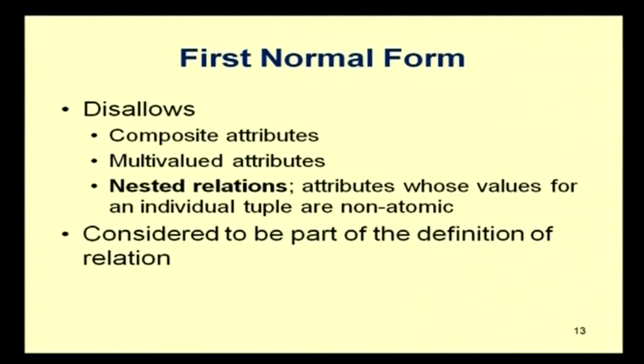The first normal form disallows composite attributes, multi-valued attributes and nested relations. What is a nested relation? Attributes whose values for an individual tuple are non-atomic. So, this is considered to be a part of the definition of the relation. Here we are talking about some attribute features or key features, and first normal form disallows all these three.